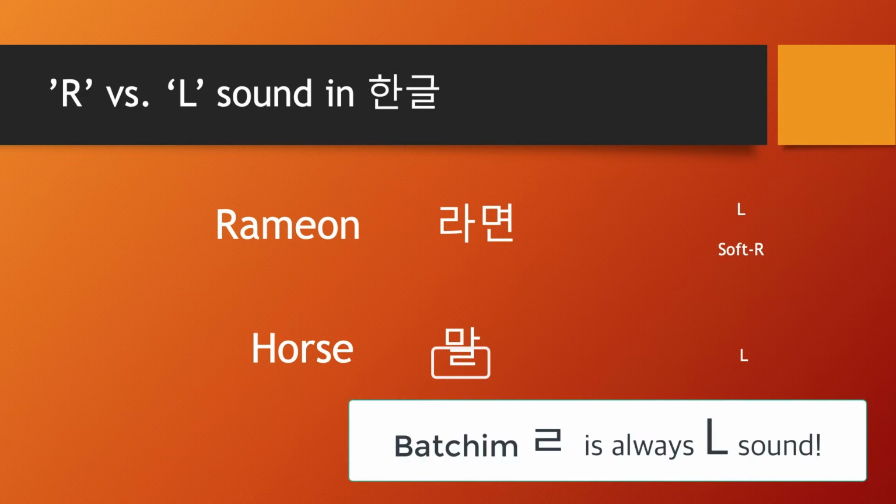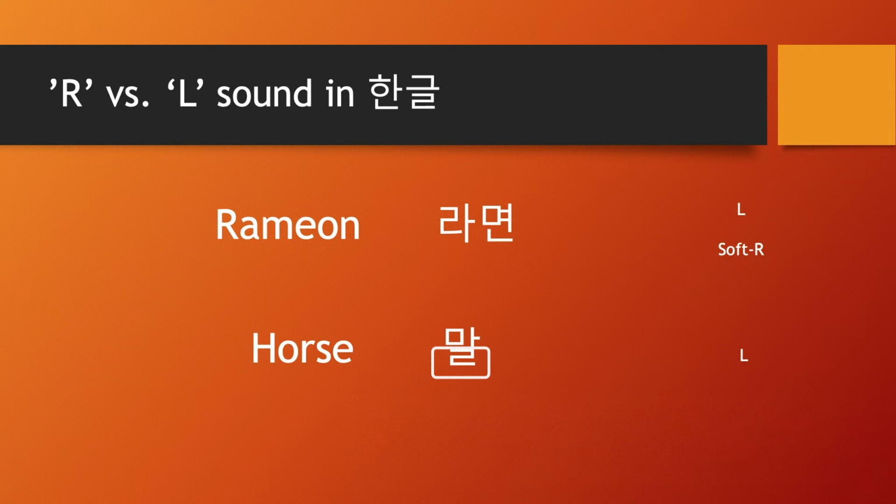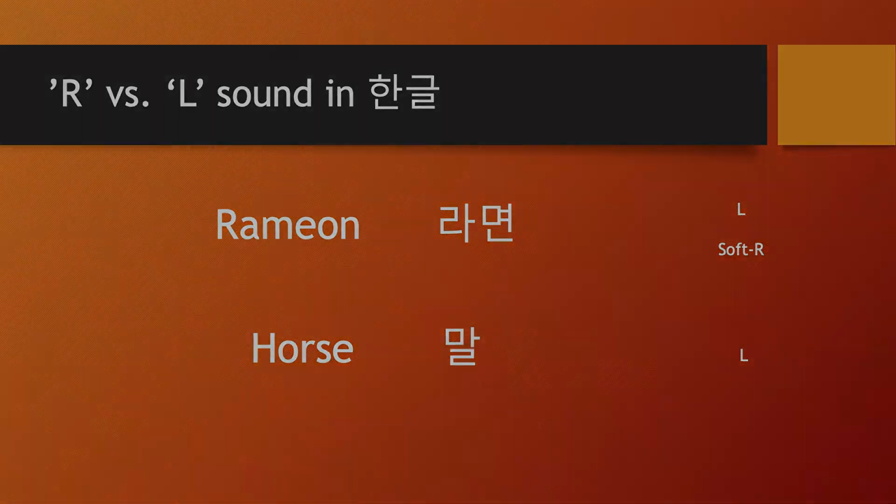Here, horse is 말 in Hangul. So it has to be pronounced as 말, not mar, which is a typical foreigner accent in Hangul. 말 in Hangul can also mean a language or a spoken language.